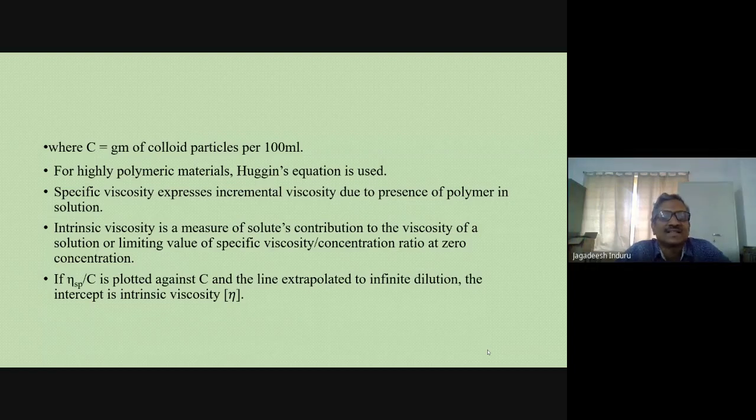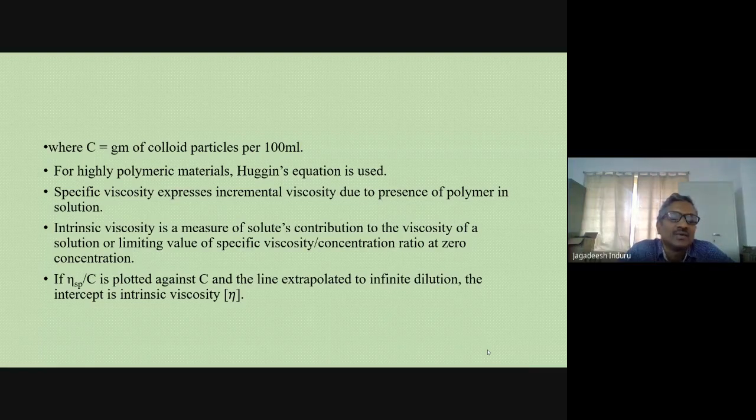Specific viscosity expresses the incremental viscosity due to the presence of the polymer in solution, and the intrinsic viscosity is a measure of the absolute contribution to the viscosity of the solution, or the limiting value of the specific viscosity divided by concentration at zero concentration. And what is this zero concentration? You can't get it directly. It can be evaluated by plotting a curve. How to plot the curve? You need to get the intrinsic viscosity, as I mentioned.